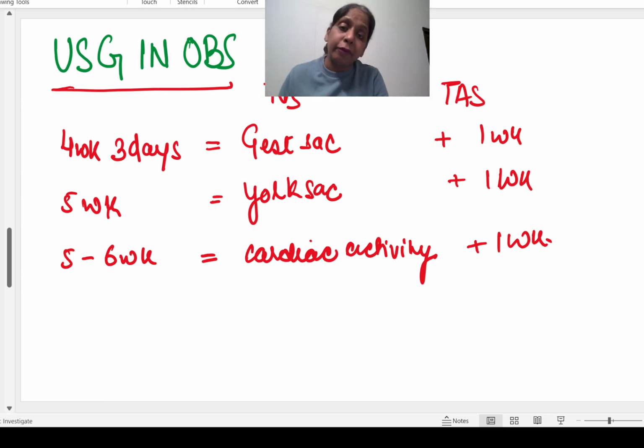After a few days, at the 5th week, we get the yolk sac. And after 2-3 days we get the cardiac activity. So you have to remember, and it's a bit obvious, that first the gestational sac will come, then the yolk sac, and then the cardiac activity. So it's just like that: 4 weeks 3 days, 5 weeks, and 5 to 6 weeks is the cardiac activity. You know that cardiac activity will come only once the yolk sac is there, because the yolk sac gives the nutrition to the fetus.